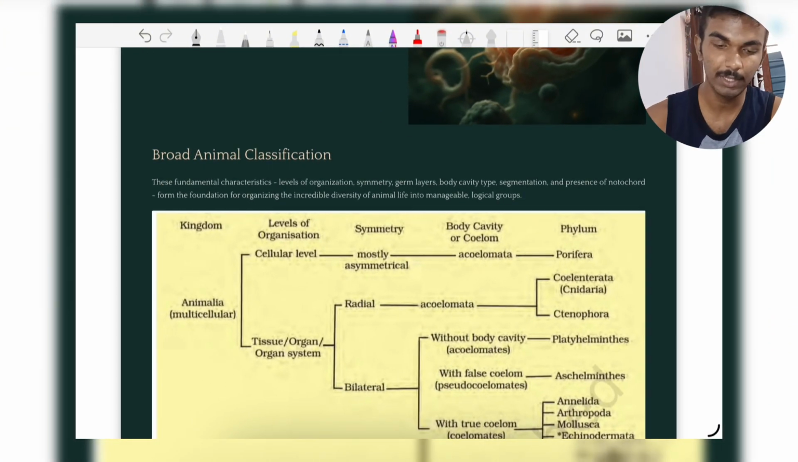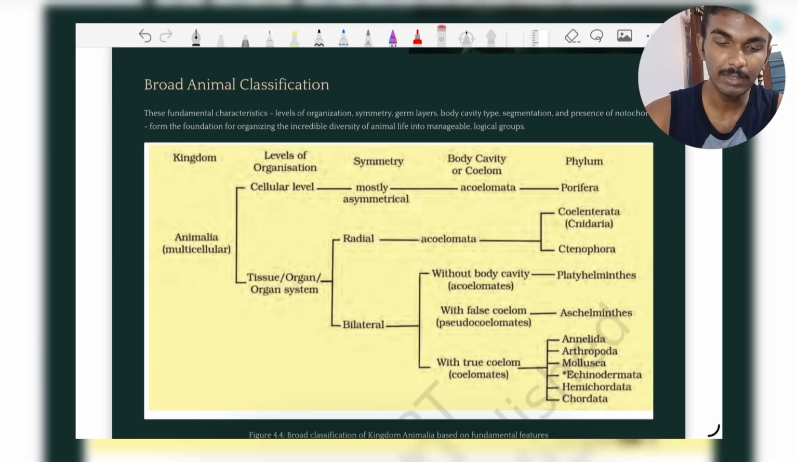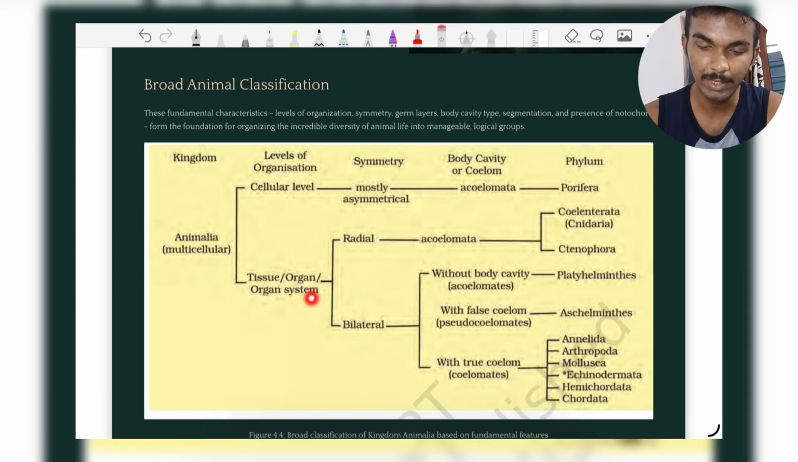Broad animal classification. These fundamental characteristics, level of organization, symmetry, germ layers, body cavity type, segmentation, and presence of notochord, form the foundation for organizing the incredible diversity of animal life into manageable, logical groups. Kingdom Animalia. Level of organization: cellular, tissue, or organ system. Symmetry: mostly asymmetrical, radial, bilateral. Coelom: acoelomate, without body cavity; pseudocoelomate; true coelomate.